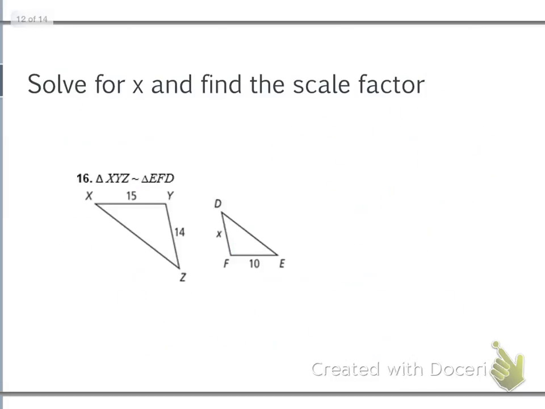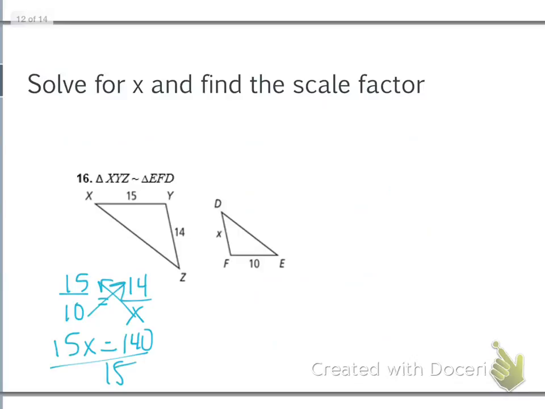Okay, my next one, we have to find x, so let's say 15 matches with 10, and then 14 matches with x. So when I cross multiply, I got 15x equals 140. Divide by 15, we got x is equal to 9.3. So I'm going to take this out and put 9.3.